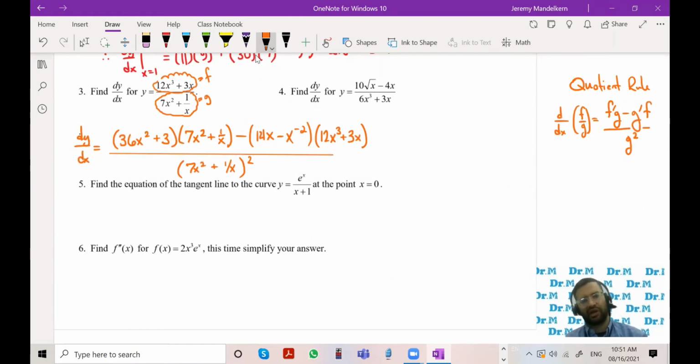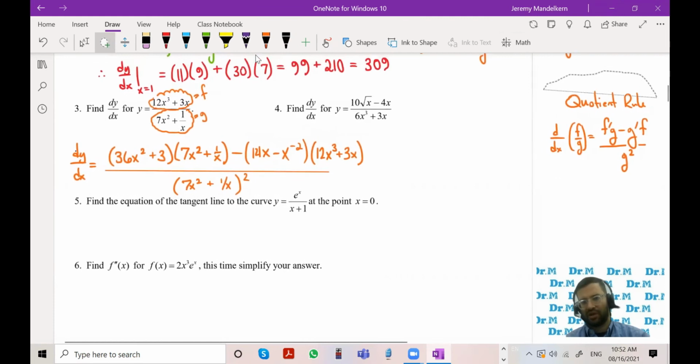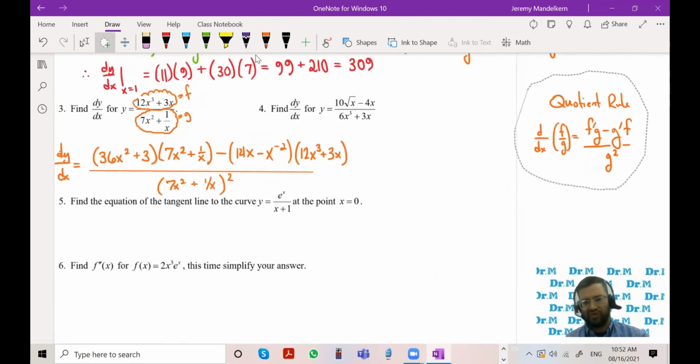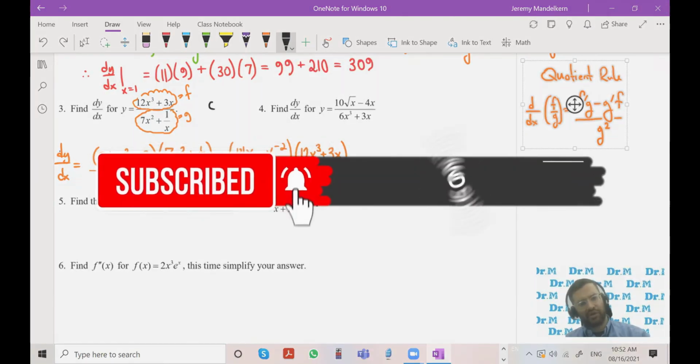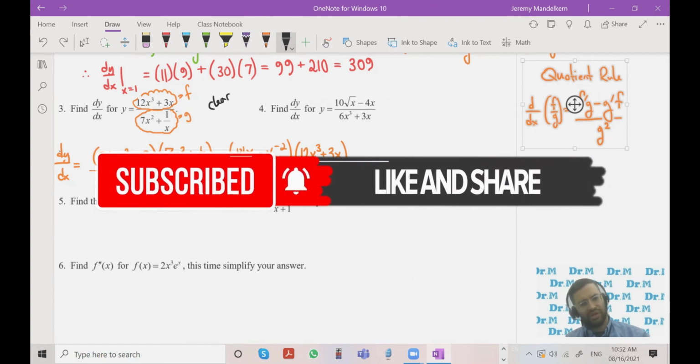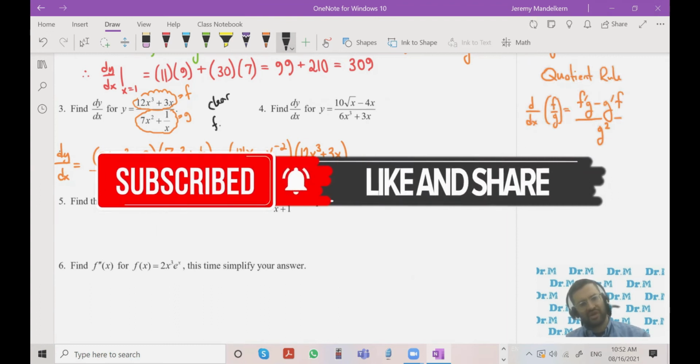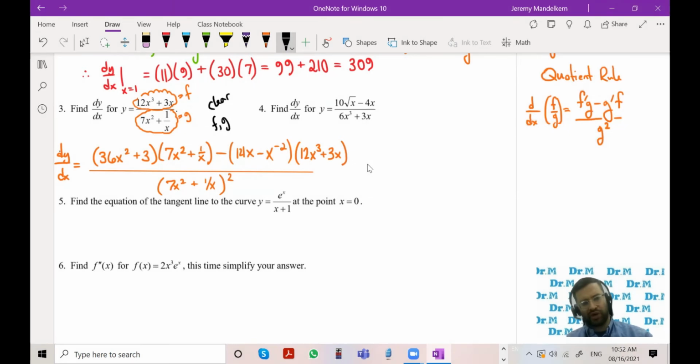Let's use a different color to do the next one. And we'll just move this slightly out of the way. In this next one, we're going to have to clear what is the f and g, because we're going to redefine f to be now this numerator. We'll define this denominator to be g.